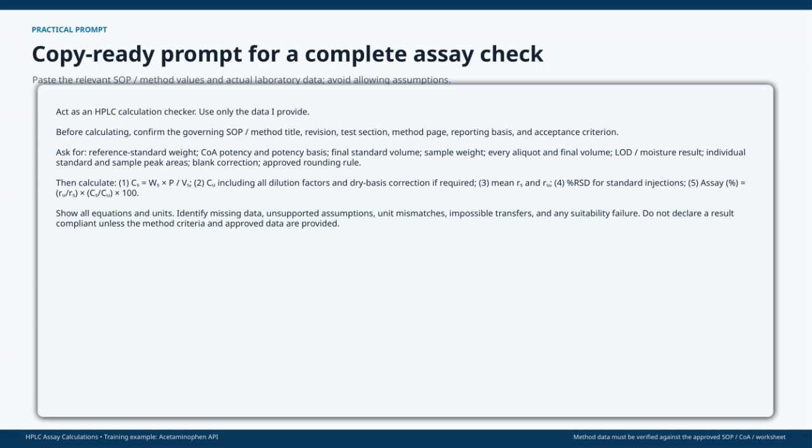A crucial part of this process is transparency, showing every equation used and including units. Also, you need to flag any missing information, unsupported assumptions, unit mismatches, errors in volume transfers, or any failure of the method suitability. The results should never be deemed compliant unless all method criteria and approved data are present and verified. This approach ensures that HPLC assay calculations are both accurate and reliable, minimizing errors and maintaining compliance with quality standards.